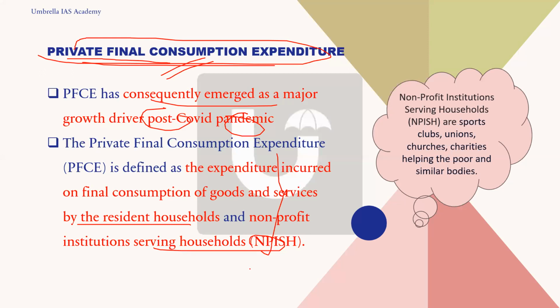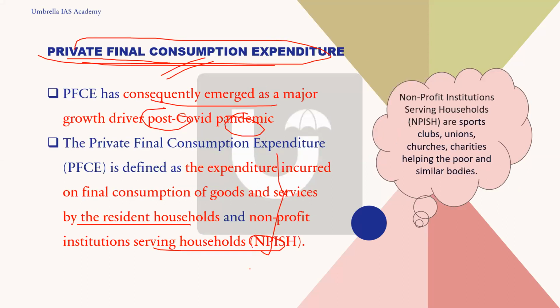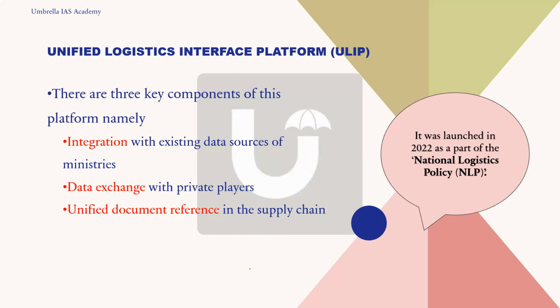So in the interview, how are you going to use this? If they ask you for reasons for the easy revival or resilience of our economy, you have to talk about this thing, private financial consumption expenditure.